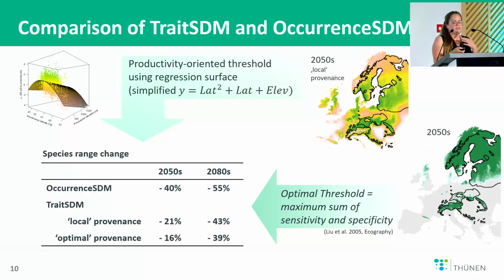So we developed a productivity-oriented threshold surface, which was based on latitude and elevation. And by that, we could identify the high elevations and the northern latitudes as suitable habitat for Norway spruce. And in numbers, you see here that with the occurrence SDM, spruce will decrease by 40% to the 50s and 55% in the 80s. And based on the trait SDM, there's also a big retreat, but it is not as strong as for the other model.